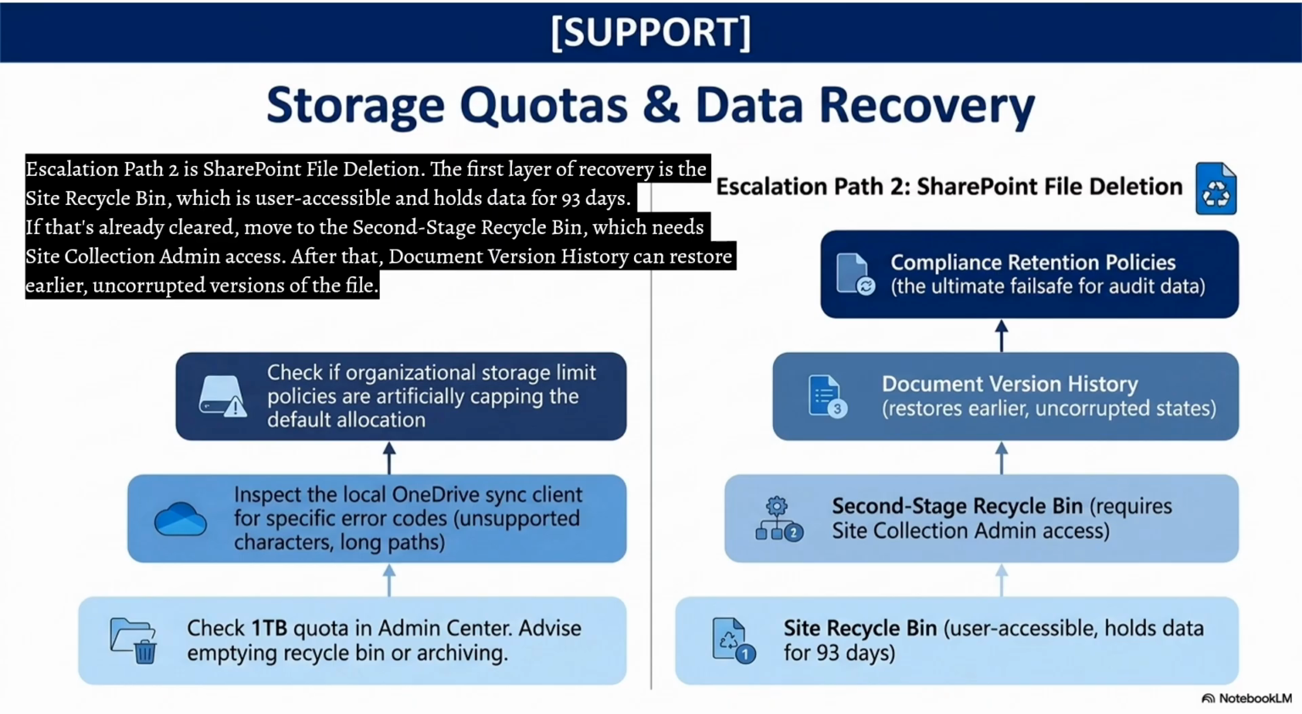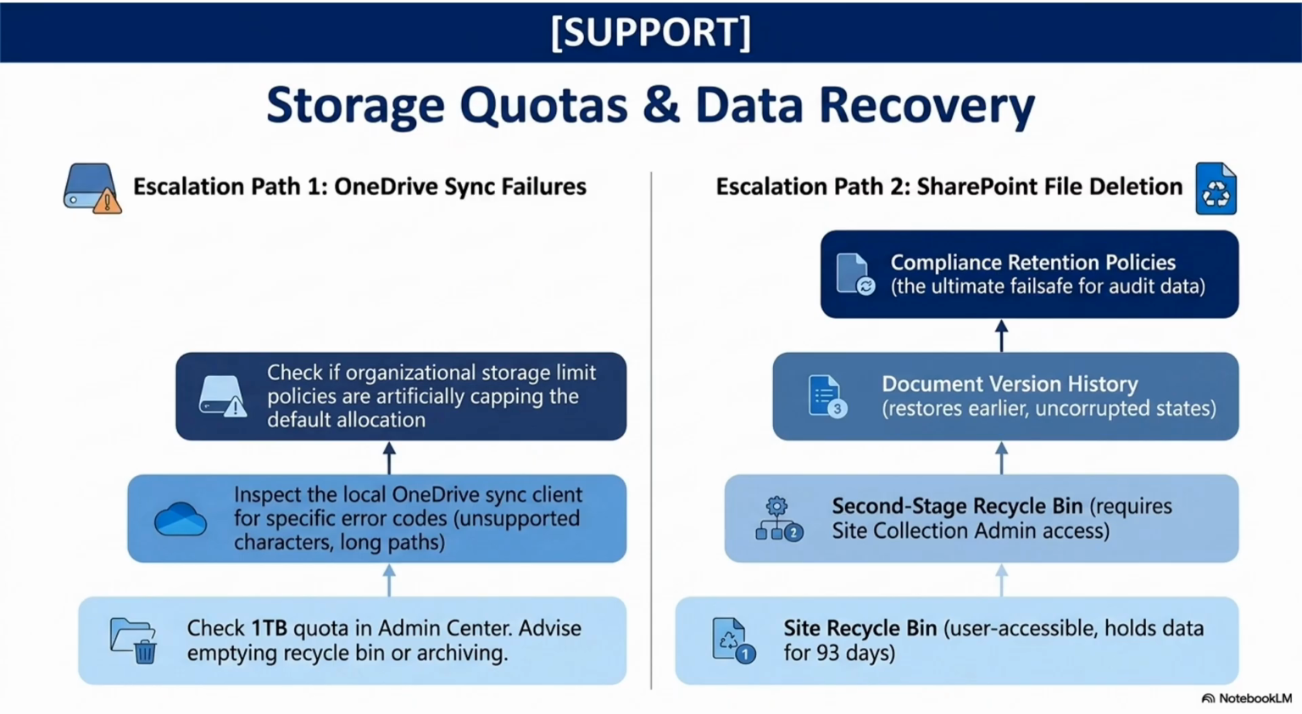Escalation path 2 is SharePoint file deletion. The first layer of recovery is the site recycle bin, which is user accessible and holds data for 93 days. If that's already cleared, move to the second-stage recycle bin, which needs site collection admin access. After that, document version history can restore earlier, uncorrupted versions of the file. And as the ultimate failsafe for audit data, compliance retention policies keep a protected copy that regular users cannot touch.